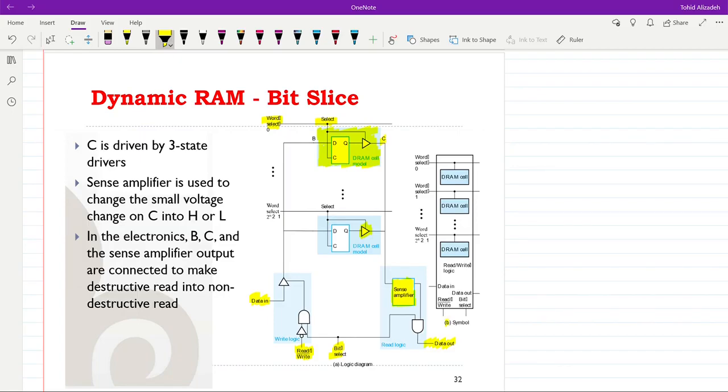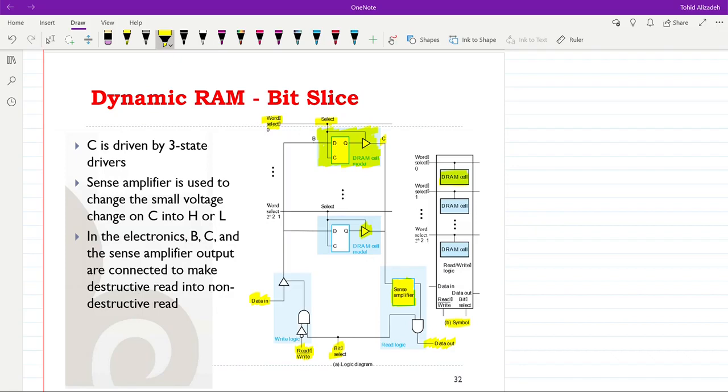The symbol is also quite similar. So the main difference here is that we have dynamic RAM cells instead of static RAM cells. So that's probably the only difference that you could see over here. Apart from that, we have the data in, data out, bit select, and read write inputs to the symbol, similar to what we had in the SRAM case.